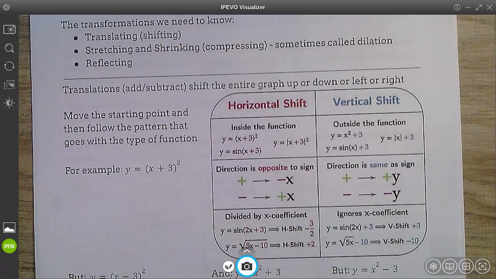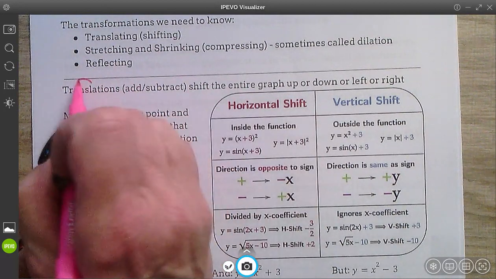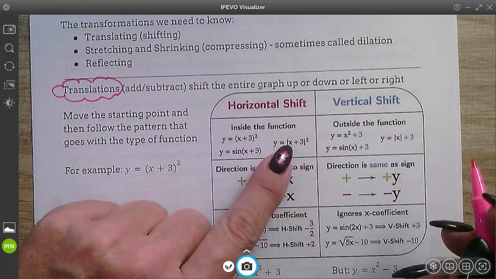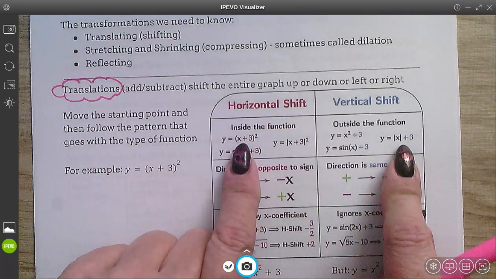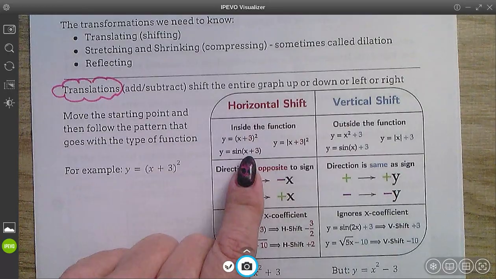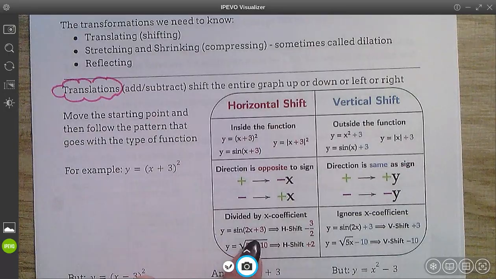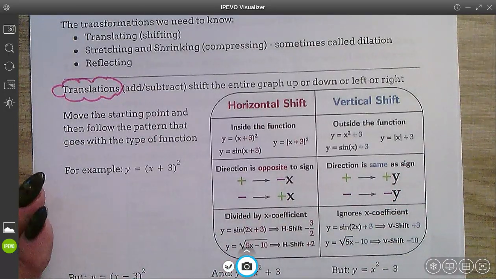Translations, another thing we call those is shifts, and we can have translations that are vertical or horizontal. In other words, move the graph up and down or left and right. So when we talk about translations, we're going to be looking for addition and subtraction in our equations. So if we have addition inside the function, that is going to shift our graph to the left. If we have subtraction inside our function, it is going to shift the graph to the right.